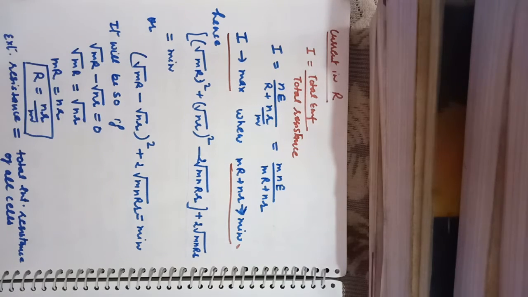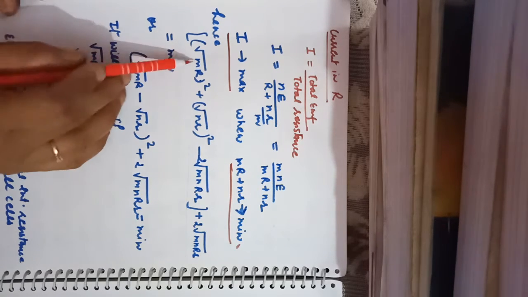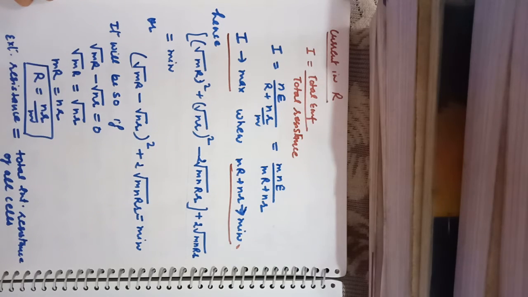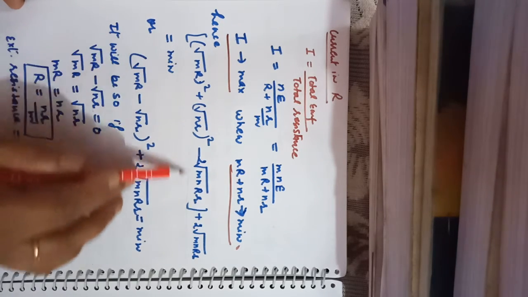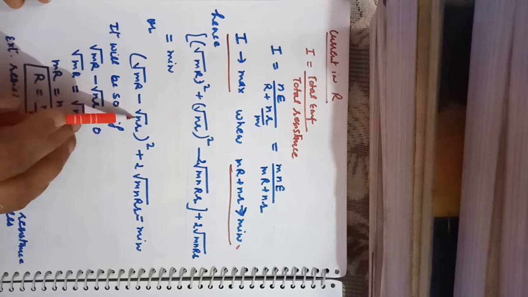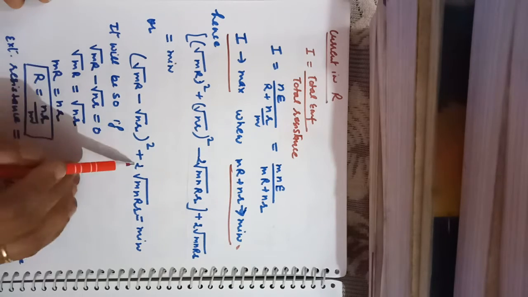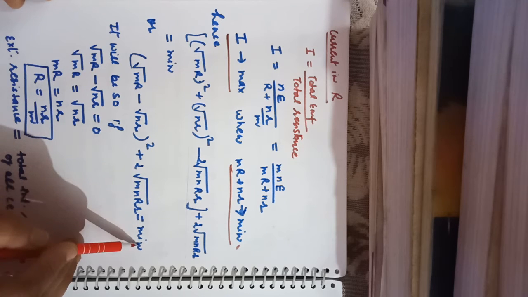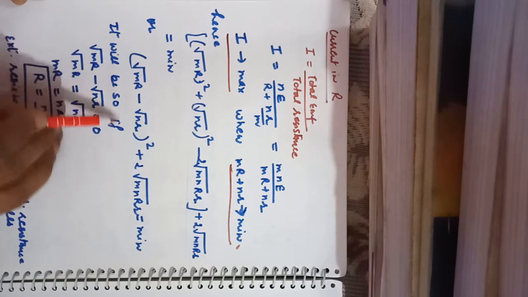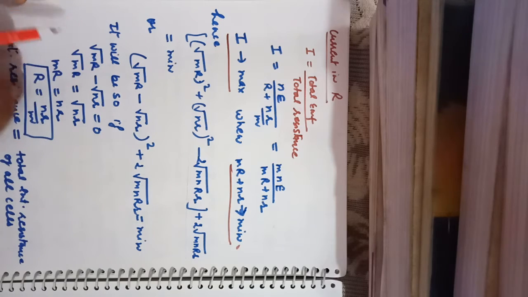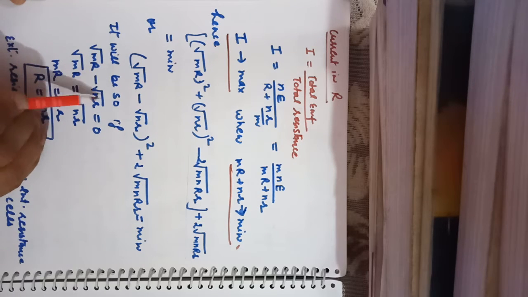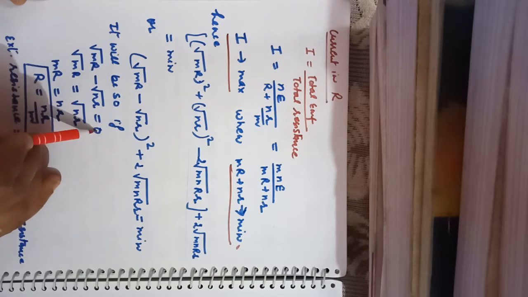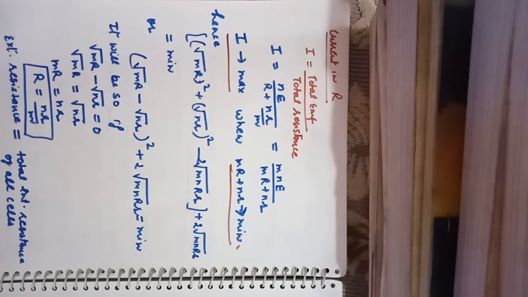In which condition will it be minimum? That we are going to find out. See, this will be A square plus B square minus 2AB. So this expression can be written as under root of mR minus under root of nr whole square plus this 2 under root of mnRr, and this is equal to minimum. It will be so if under root of mR minus under root of nr is equal to 0. If this expression becomes 0, then this will be minimum.